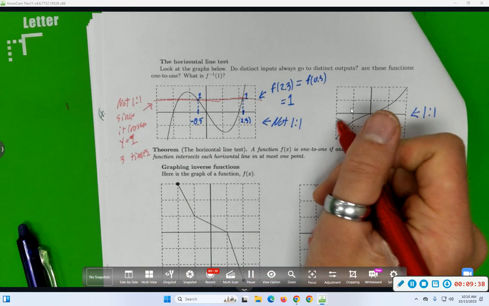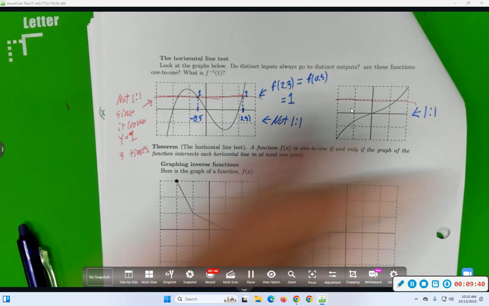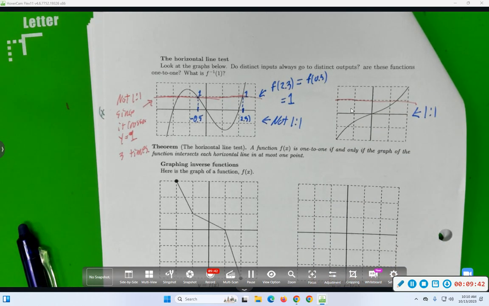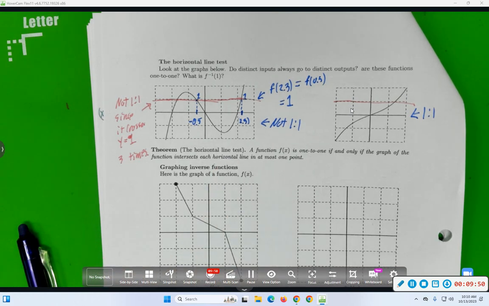Let's play the same game over here. There's a line at y equals 1. How many times does it cross the graph? Just the once. Cool. So hopefully that's motivation for the following. The horizontal line test. A function is one-to-one if and only if the graph of the function intersects every horizontal line in at most one point. Does that seem believable? Hopefully the logic has been explained in these examples.